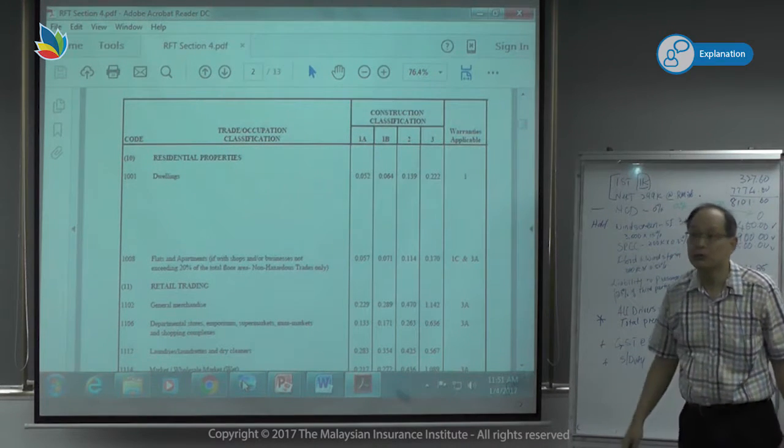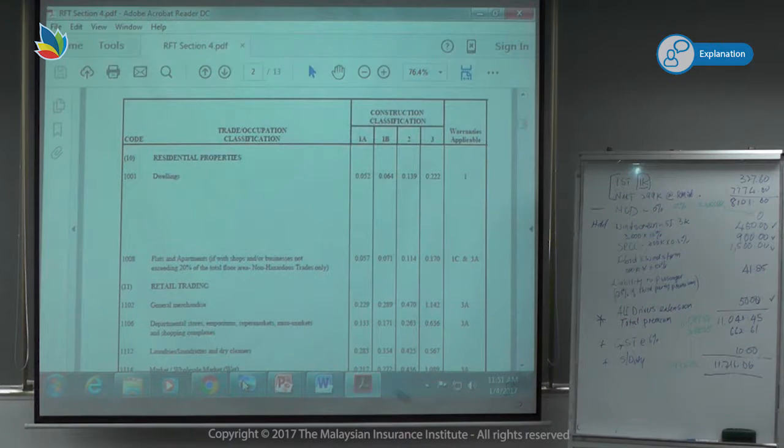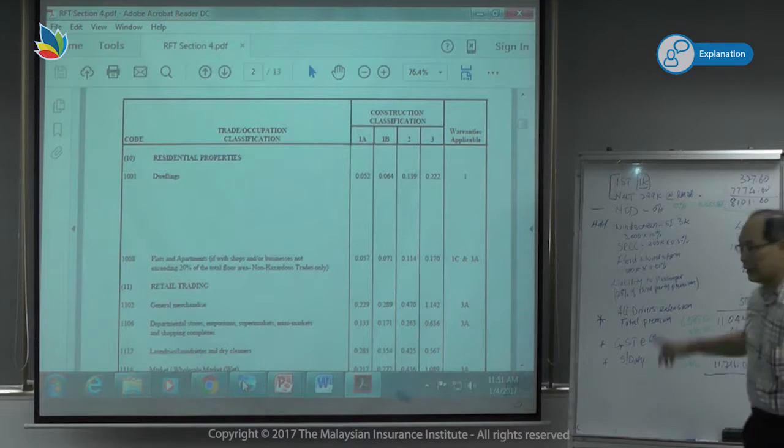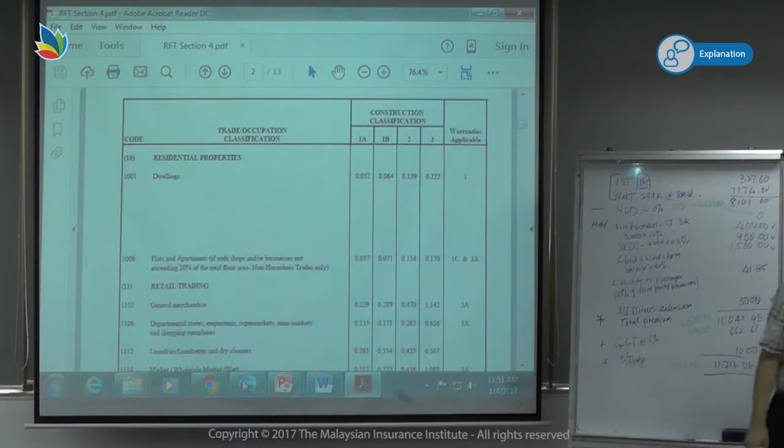Construction class 2 is buildings that are half brick wall, half timber wall, or non-combustible material. That also you can still find in the main city, because now a lot of buildings, especially factories, have the lower portion of maybe up to 8 feet brick or concrete, then the higher part is all metal cladding. Class 2, half brick, half timber.